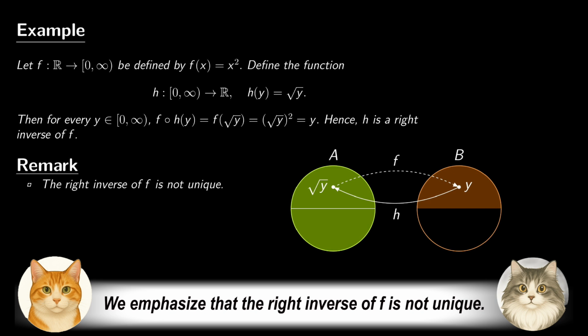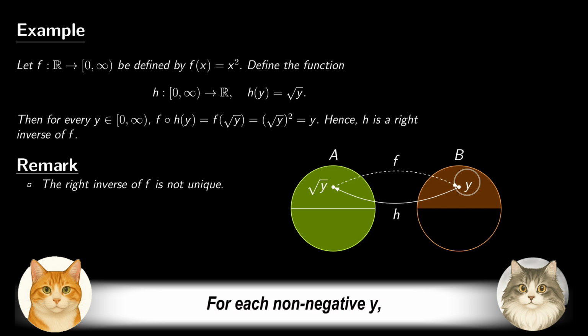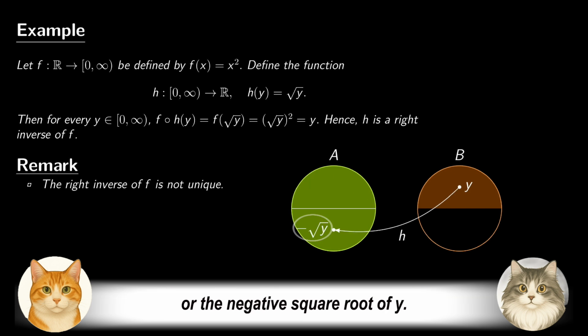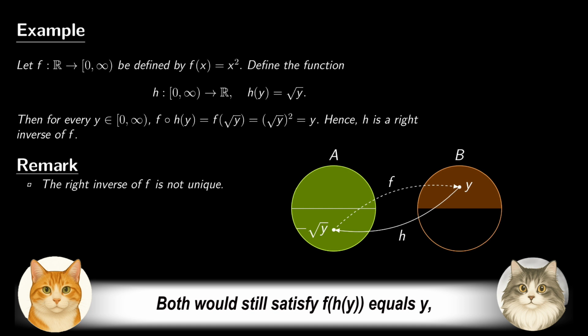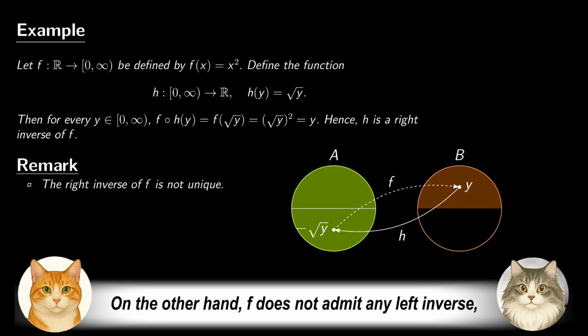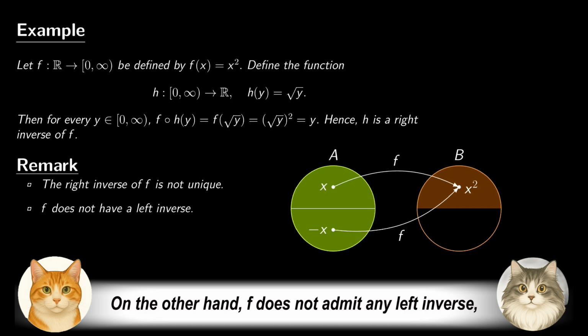We emphasize that the right inverse of f is not unique. For each non-negative y, one could have defined h(y) to be either the square root of y or the negative square root of y. Both would still satisfy f(h(y)) equals y, and thus also serve as a valid right inverse. So, there are infinitely many ways to define a valid right inverse h in this context. On the other hand, f does not admit any left inverse.